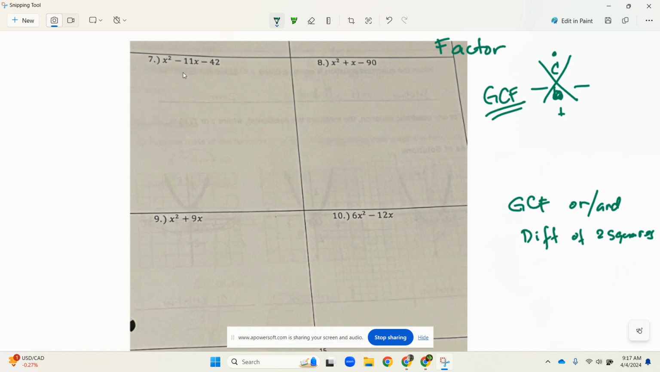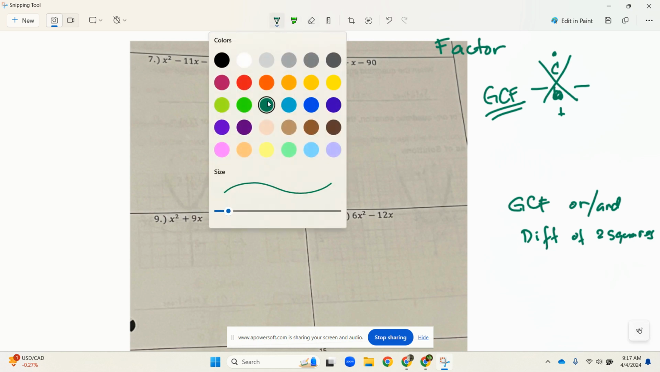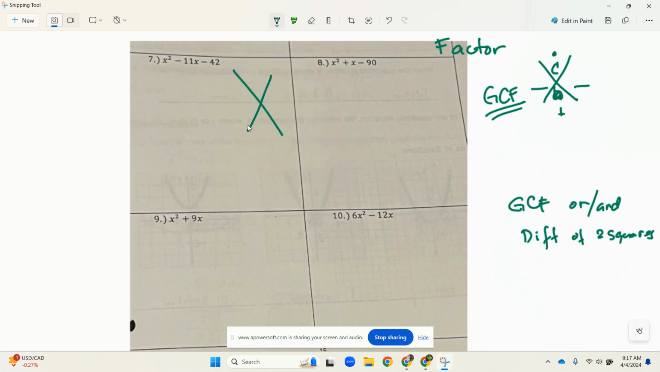So let's check for GCF. Well, there's no GCF, so we can go right ahead and put C here and then B here. All right, so let's erase that because it's just all over the place. Okay, so we have negative 42, and then you have negative 11. What two numbers will multiply to negative 42 but will add to negative 11?